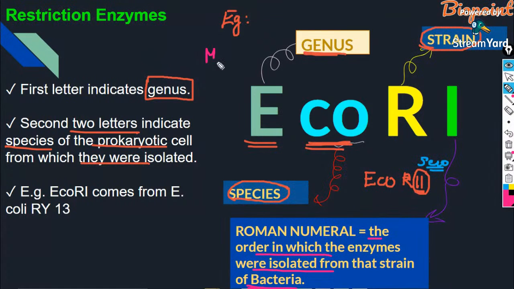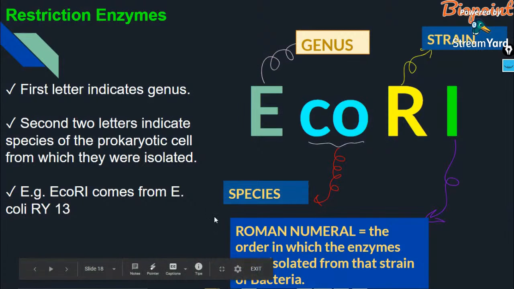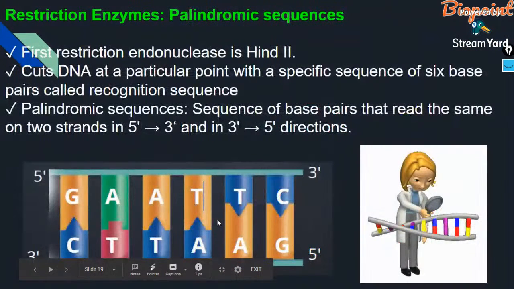This is a previous year MCQ question. They have asked about EcoR1, in which co stands for coli. E stands for Escherichia, E. coli bacteria. Clear? Is it clear for everybody? So the first letter indicates the genus name, the second letters indicate the species name, the third letter indicates the strain, and the last Roman numeral indicates the order in which the enzyme has been isolated.